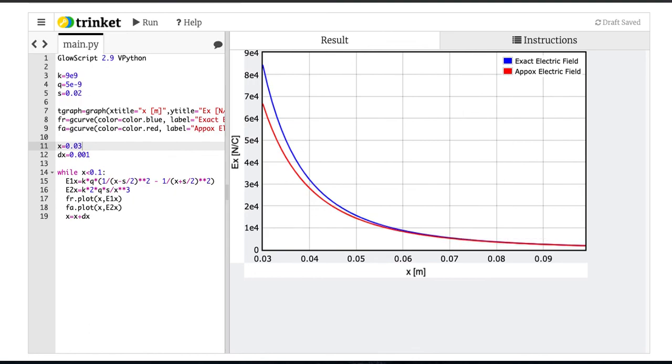Okay, I'm going to stop there. Hopefully this was a good example of graphing and plotting functions for you. And I'll talk to you later.